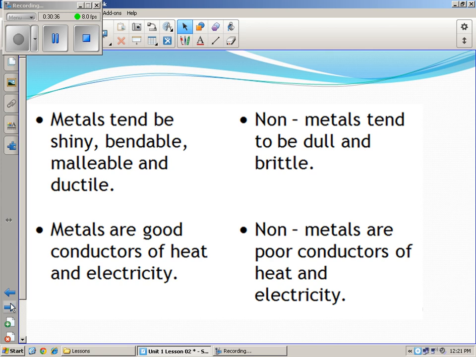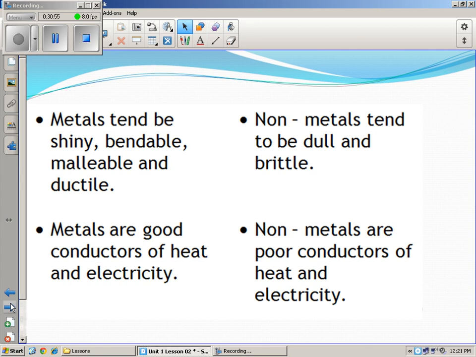When we talk about non-metals, probably my most favorite one to compare is carbon. Think about carbon. Where do you know carbon? Well, carbon is your pencil, right? They tend to be not very shiny, okay? Dull. Press too hard, you can break it. Okay, so that's an example of a non-metal there.